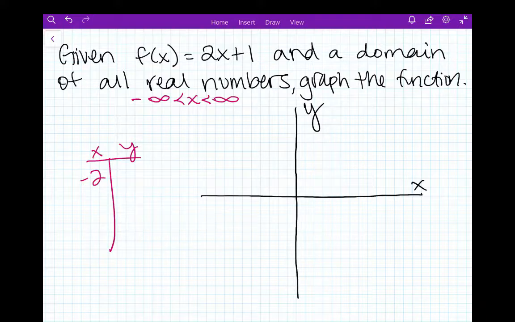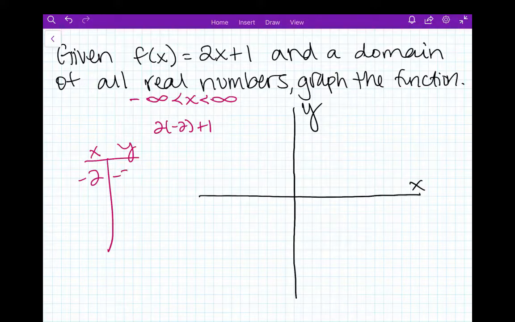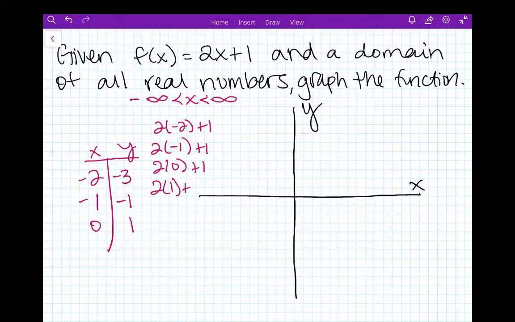So if I plug in a negative 2, that would be 2 times negative 2 plus 1, which is negative 4 plus 1 is negative 3. If I plug in a negative 1, I get negative 2 plus 1 is negative 1. If I plug in a 0, I get 1. If I plug in a positive 1, I get 3. If I plug in a positive 2, I get 5. So let me plot these points and see what it looks like.